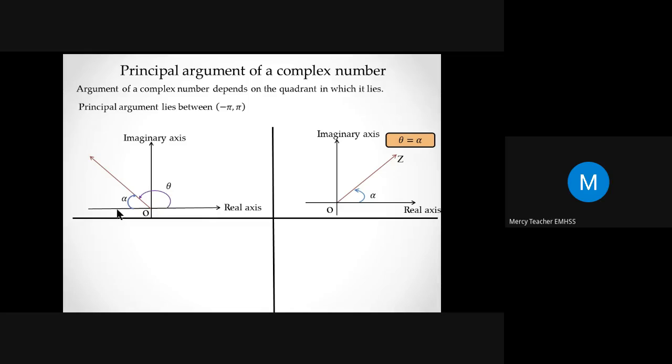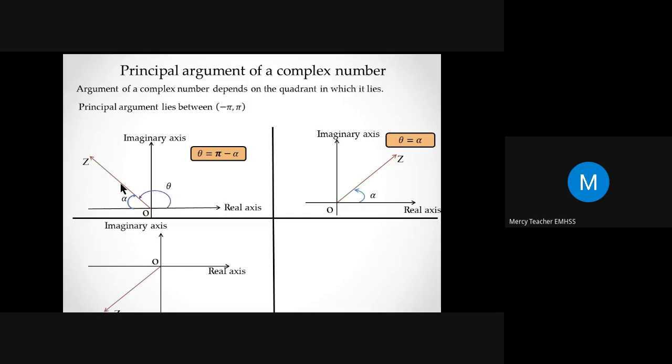The whole straight line value is pi, and pi minus alpha will give you theta. Therefore, the principal argument theta is equal to pi minus alpha, for the case when z lies in the second quadrant. Okay. Now we are taking the case for the third quadrant.